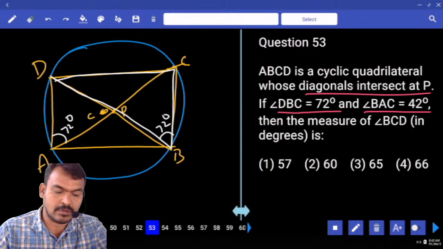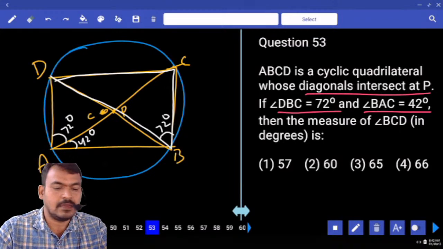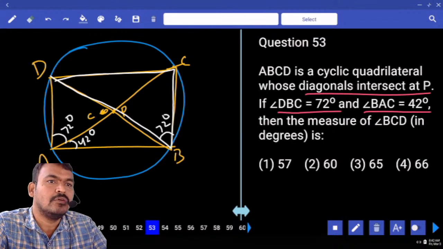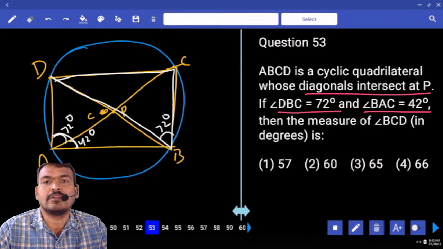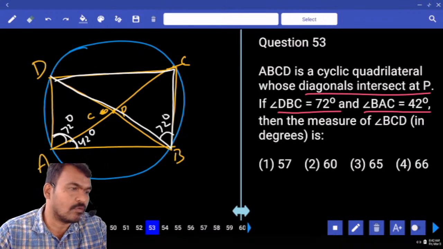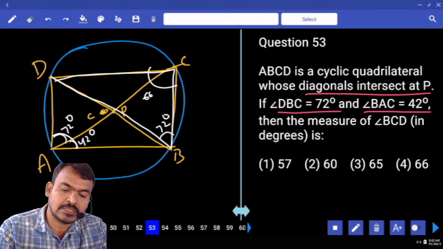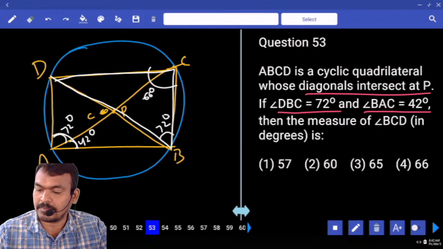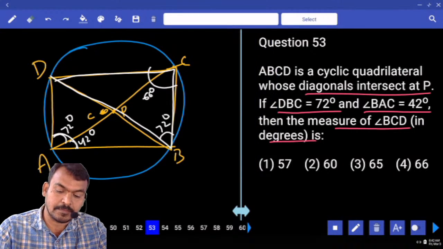Angle BAC equals 42 degrees. In a cyclic quadrilateral, the sum of opposite angles is 180. 72 plus 42 is 114. So the opposite angle C is 66. What is the question here? Find the measure of angle BCD.